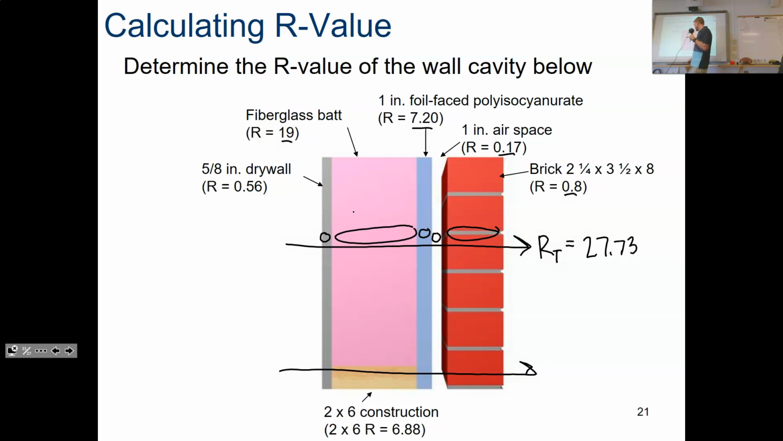Now, if heat was trying to escape here, adding up all those sections again, you add up 0.56 plus 6.88 instead of 19. So you can see the difference, 19 versus 7, plus 7.2 plus the rest. You add these up, and the total value here is going to be 15.61. And this is what's called a thermal bridge.